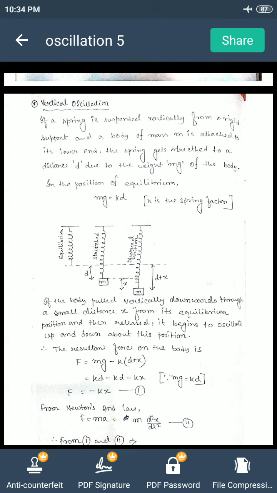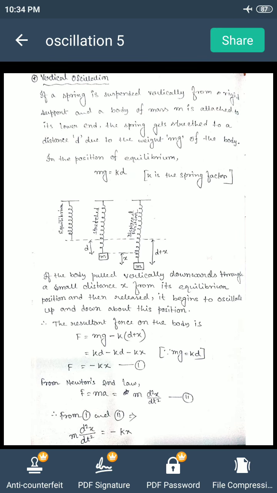Because of the spring's property of elasticity, a restoring force equal to kd begins to act in the upward direction. Here k is the spring factor or spring constant. So in the position of equilibrium we can write mg = kd. The weight of the body is equal to kd; the restoring force F = kd, spring factor into displacement, is equal to the weight of the body.